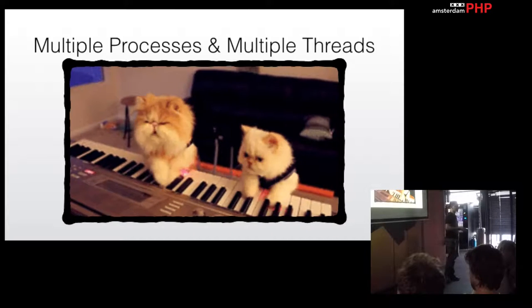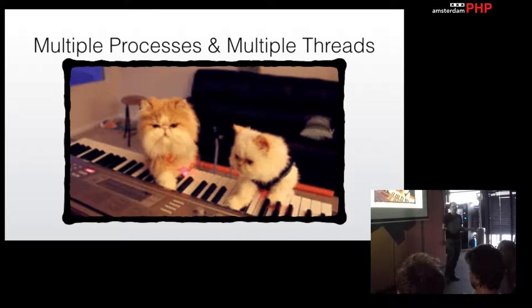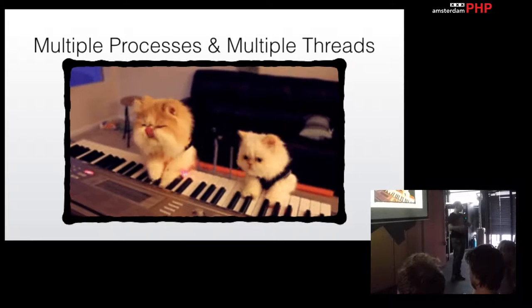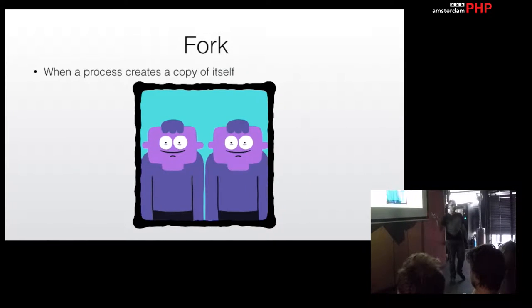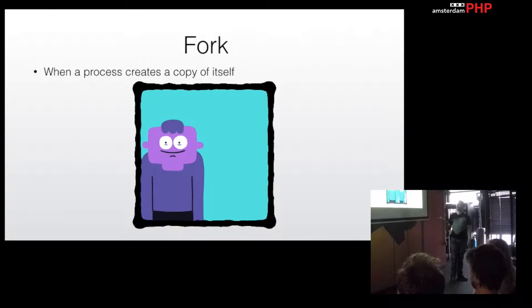But that might be tricky because the threads need some instruction, right? If they're just going to play by themselves, how are they going to be synchronized? So there's a lot of things that we have to do in order to keep things better. One thing we also should know about is forks.